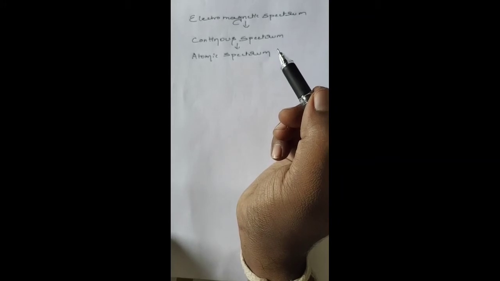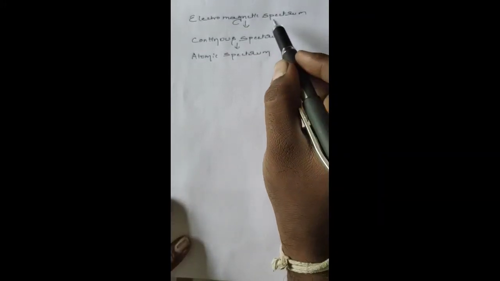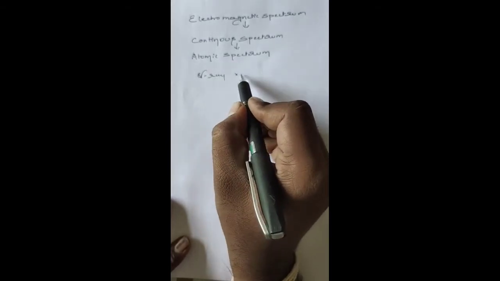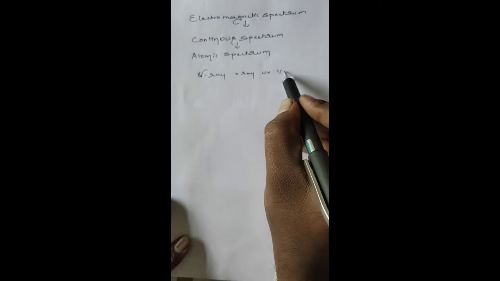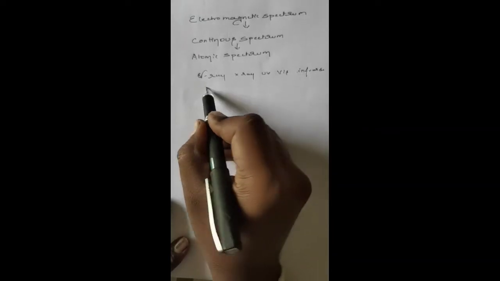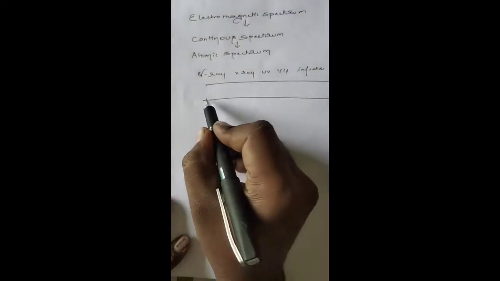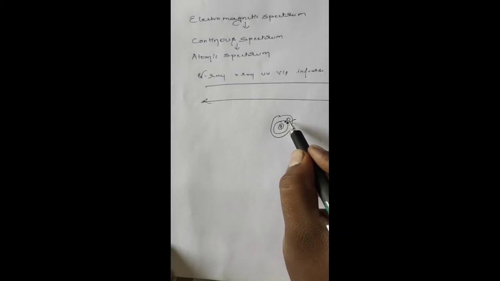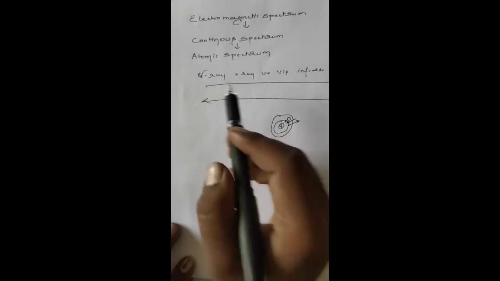The atomic spectrum is nothing but a range of characteristic frequencies. In electromagnetic radiations, we already said there are gamma rays, X-rays, UV, visible, infrared, and radio waves. If the wavelength increases, the frequency decreases. Correct, no? Similarly, the range of characteristic frequencies of electromagnetic radiation that an atom is ready to absorb or emit is nothing but the atomic spectrum.